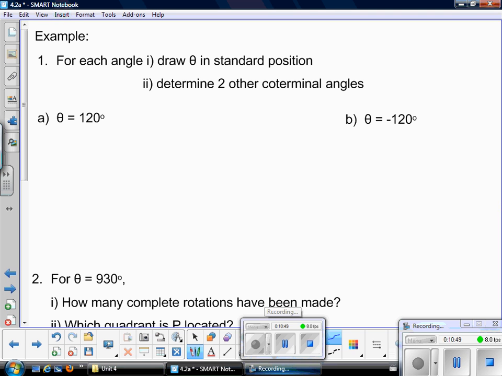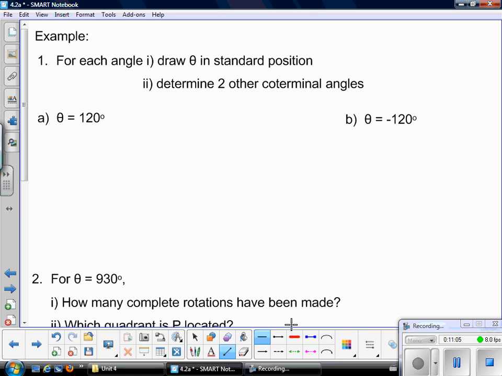Okay, so we have, for each angle, draw theta in standard position and determine two other coterminal angles. Okay, so we have theta is 120. So I'm supposed to draw it in standard position. So the first thing I'm going to do is create two axes. Well, this is 0, this is 90, this is 180. So that means that 120 would be in this position here.